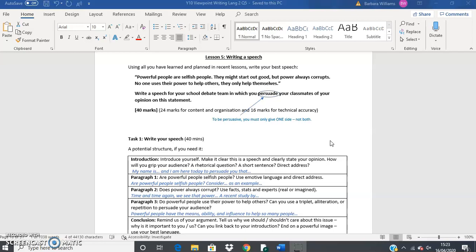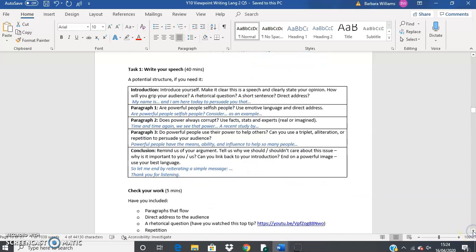So task one is literally just write your speech, okay? Use 40 minutes of this lesson, so 40 out of the 45, I just want you to be writing. On this page, I have put a potential structure if you feel like you need it. If I was going to write a speech, this is how I would structure mine. If you have your own ideas and you want to use the zooming out approach or the so what approach, or you've just got three separate points that you want to make, that's absolutely fine. But this structure is here for anybody who's struggling to get going because maybe it's been a while since you did your planning.